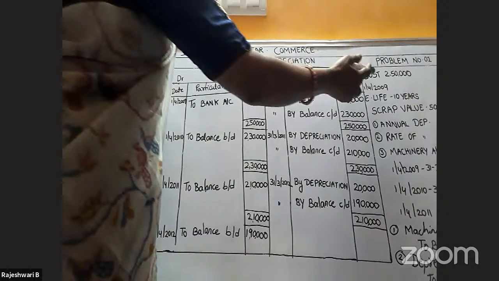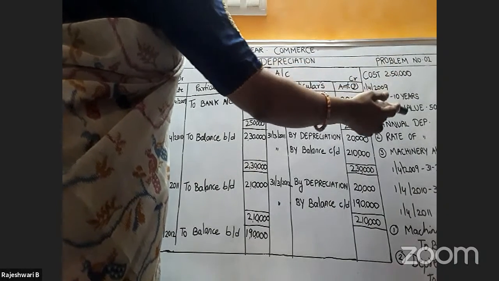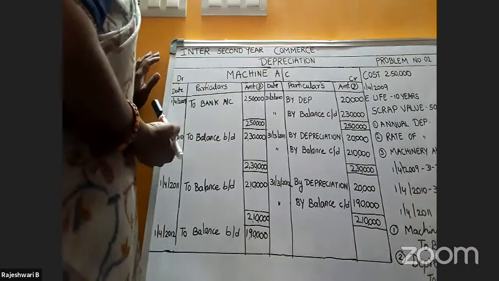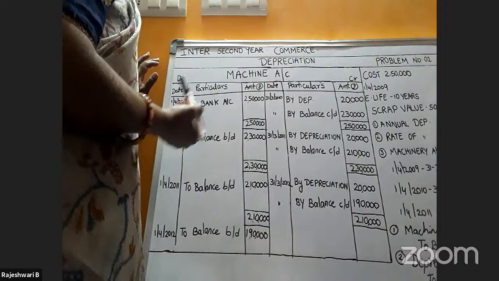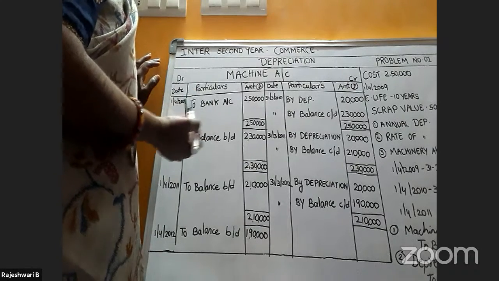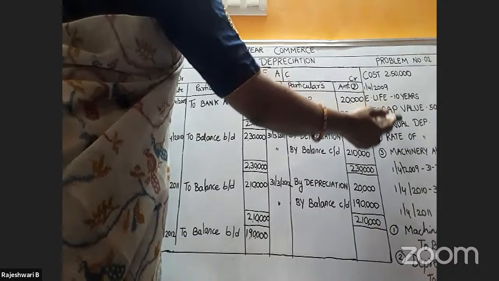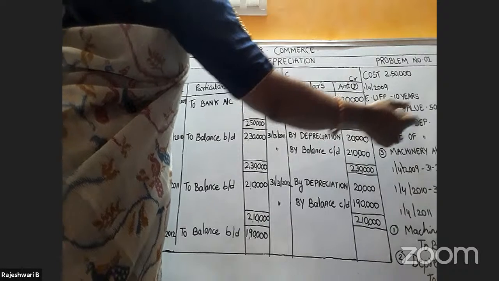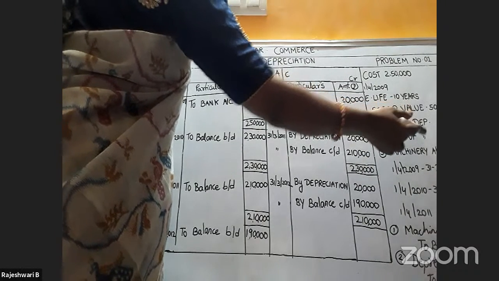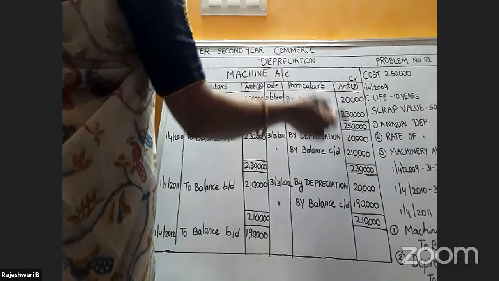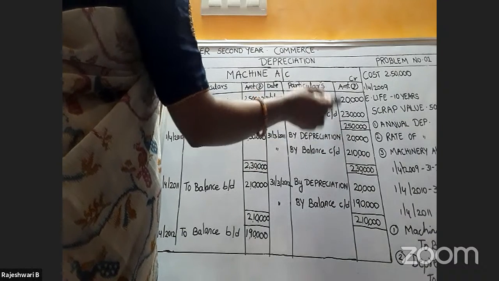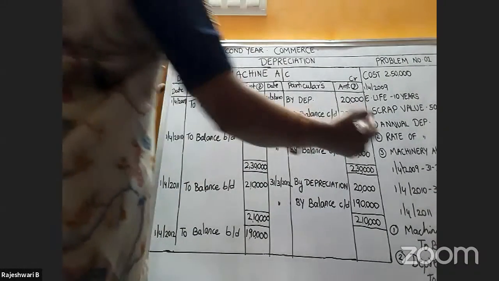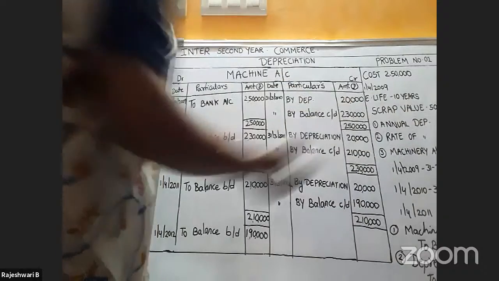What is the cost? 2,50,000. Scrap value is 50,000 and estimated life is 10 years. Annual depreciation is 2,50,000 minus 50,000 divided by 10. We will get 20,000 as the annual depreciation. As per the straight line method, we provide the same depreciation every year, 20,000, 20,000, 20,000 for 3 years.